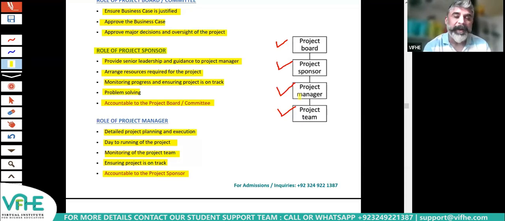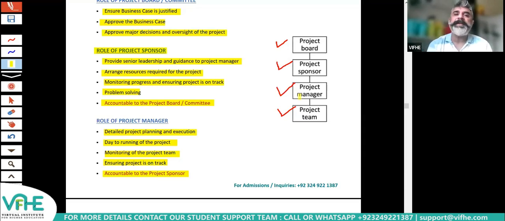Once the project is approved, the second document which is prepared is called the project initiation document. The target audience of this document is the project manager and the project team, so that they know the details of the project and can execute it. And lastly, the role of the board is to approve the project and to oversee the project. The role of the sponsor is to provide strategic leadership guidance to the project manager and project team, to monitor the project, to make sure it completes on time, to make sure the objectives are achieved, and to solve the problems. He is ultimately responsible and accountable for the project.